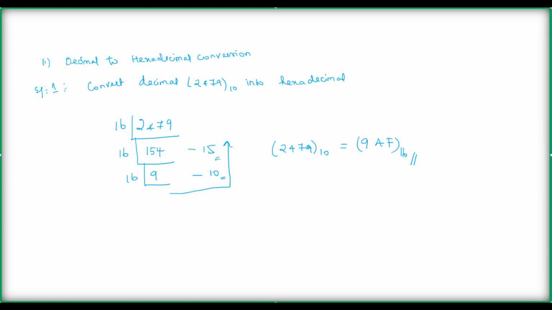Then one more problem, please solve this problem yourselves: convert decimal 72905 into hexadecimal. Friends, give your answer in the comments.